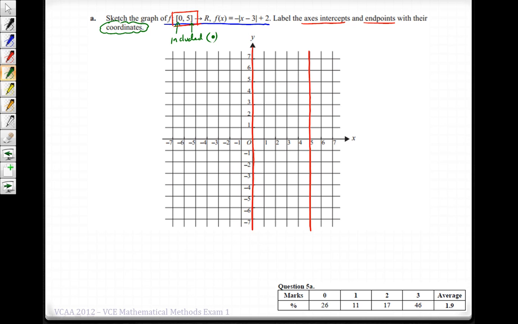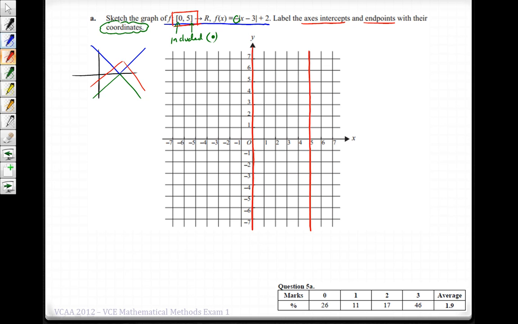Alright, so just to get a feel of what the graph's going to look like, just over here, let's just do a rough little sketch of what we might expect. So the modulus of x minus 3 would look like that. Now, we reflect it, so it's going to look like that. That's what this negative sign is going to do. And then we raise it up 2 values. So it should look something like that red graph. Then we just cut it off at x equals 0 and x equals 5.